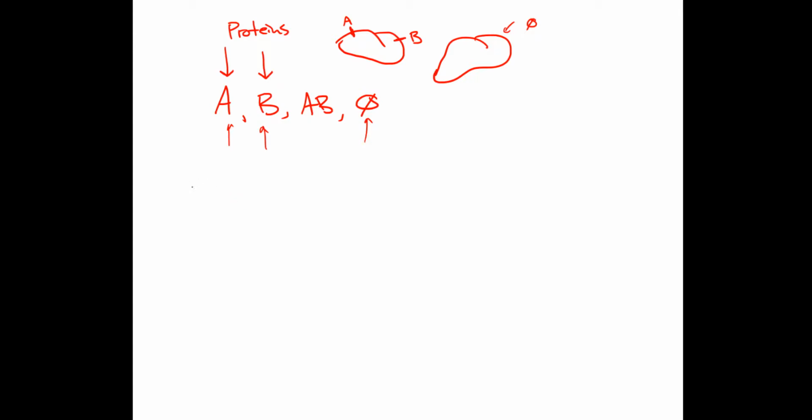So again, just like when we talked about hemoglobin and sickle cell, you inherit 2 copies of every gene from mom and dad, right? One from mom, one from dad. So let's say that your mom gave you the gene that encodes the protein to make A, and your dad also gave you that.